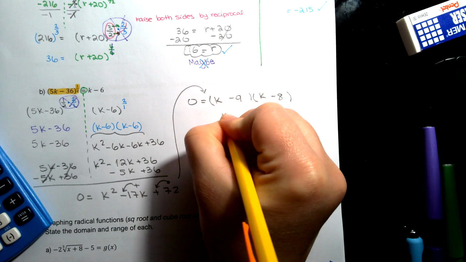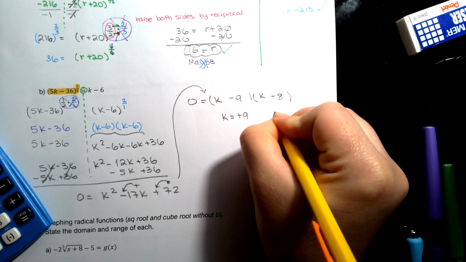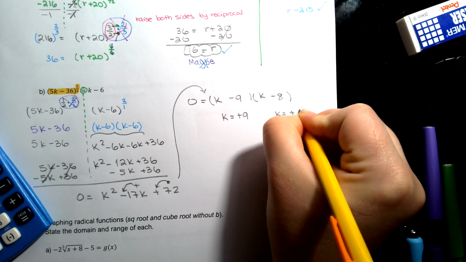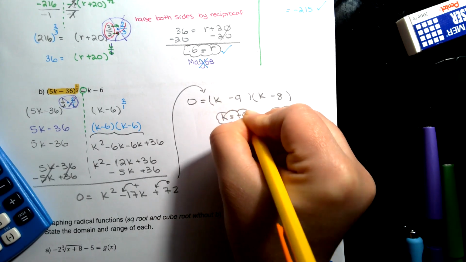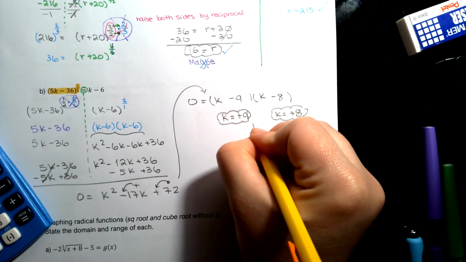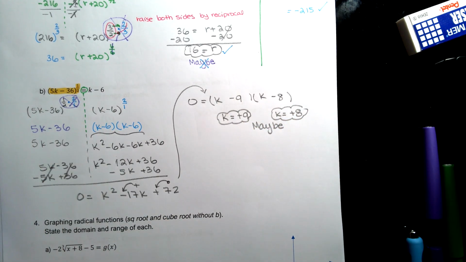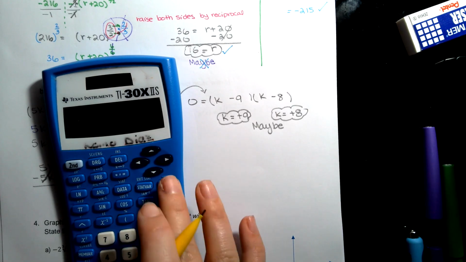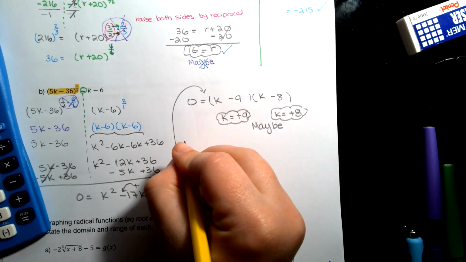That means when we solve for our values, it's opposite of what we see. So k could be a positive 9. K also could be a positive 8. Now we can have no solutions. We can have one solution. We can have both solutions. These are our maybes. We need to plug in and double check our values. And again, I don't need to see this check on the exam.